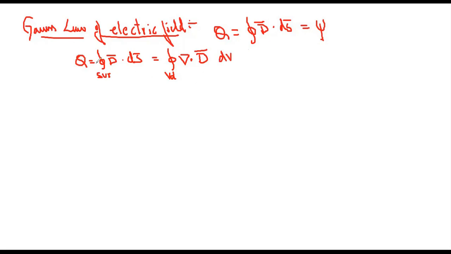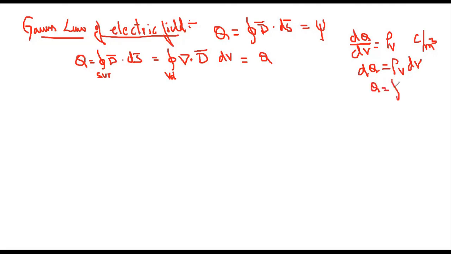Now, what is the Q here? It is also equal to the charge Q or psi. In terms of volume, the change of charge with respect to the volume is the volume charge density, coulomb per meter cube. So dQ is equal to rho v into dv, and applying the integral on both sides, Q becomes the volume integral of rho v dv.